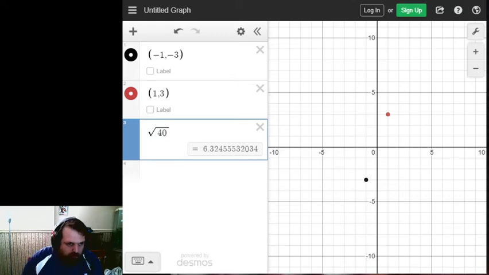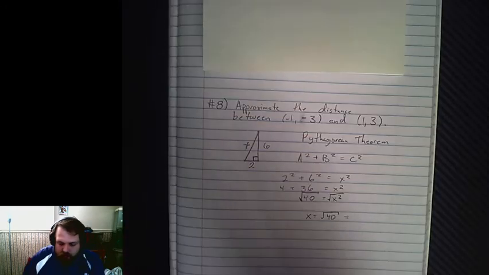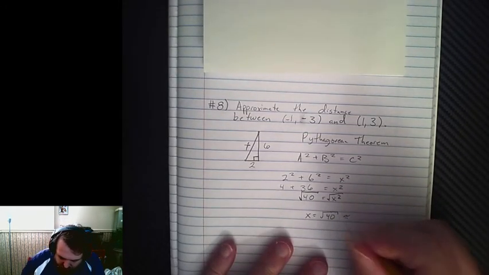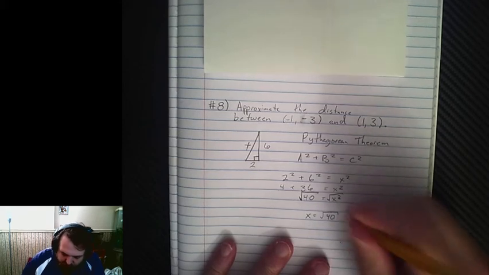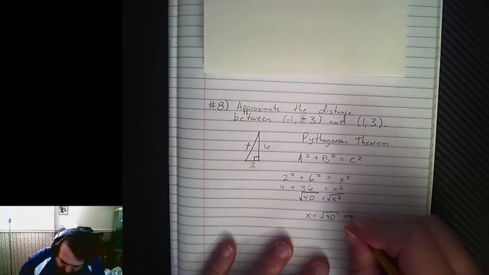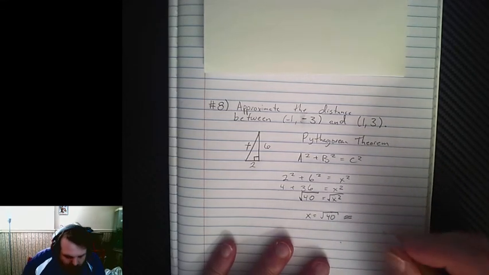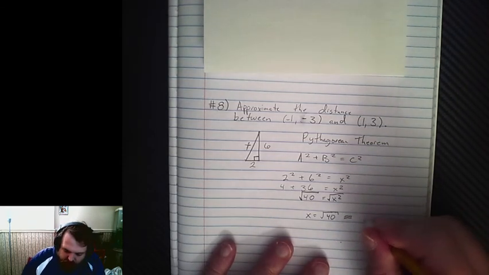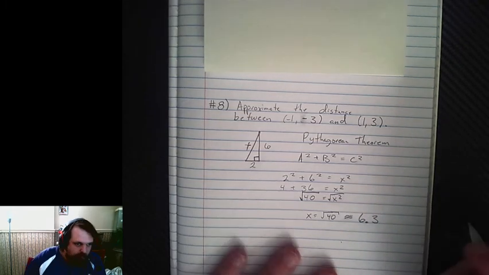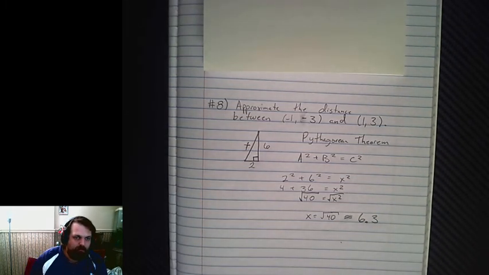So what we do, if we were writing this by hand, is we can use the little squiggles. It looks like 2 tildes on top of each other. And so approximately 6.3. Okay, so that would be our answer for this problem.